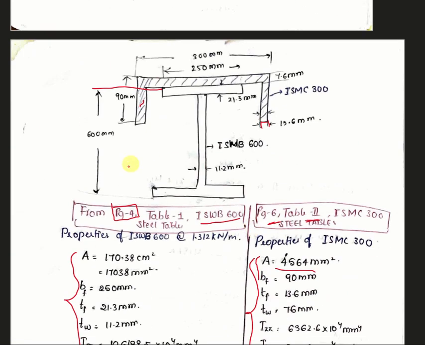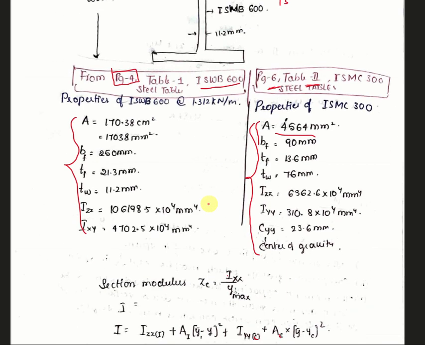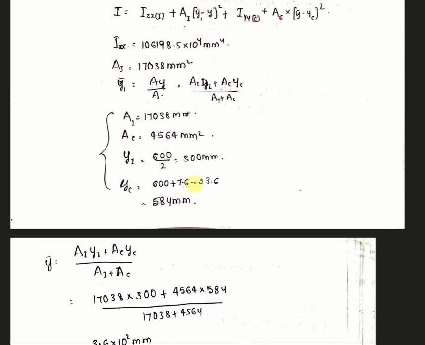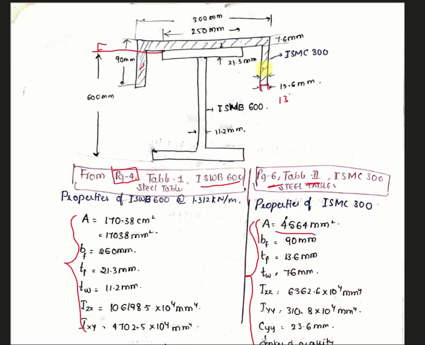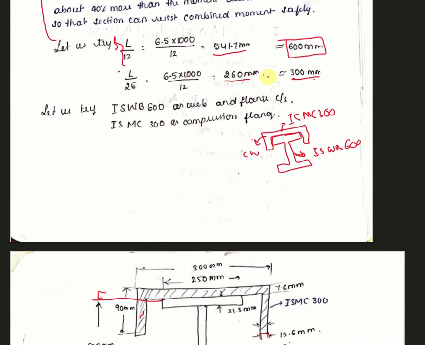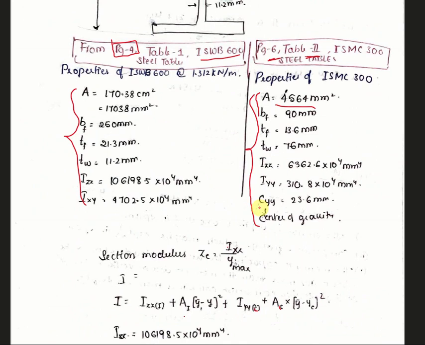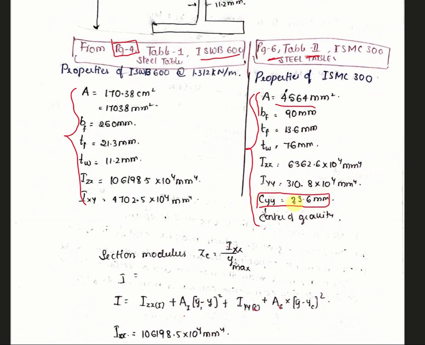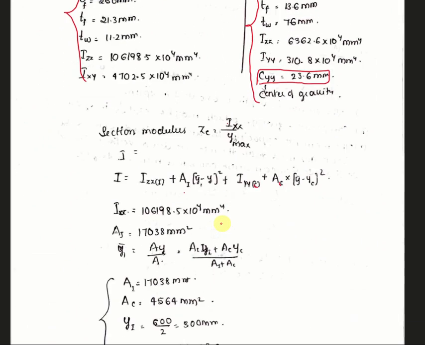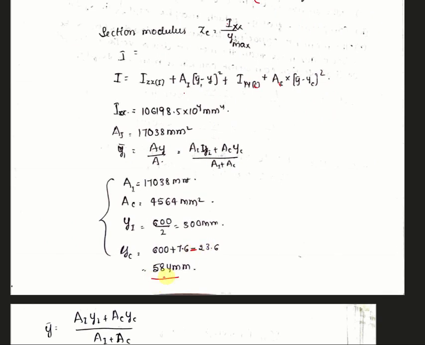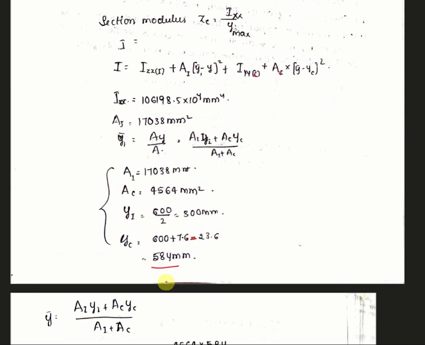I will show you. 600 plus 7.6 plus 13.6, another value we will be having. I will show you what the 13.6 is. Okay, 23.6, sorry, this 23.6 will be there, another value that is in the properties I have written. Okay, this is centroid. Centroid is 23.6. This is directly mentioned in the steel table itself. You just add, subtract it, and you'll be getting this, getting it as 584 mm.